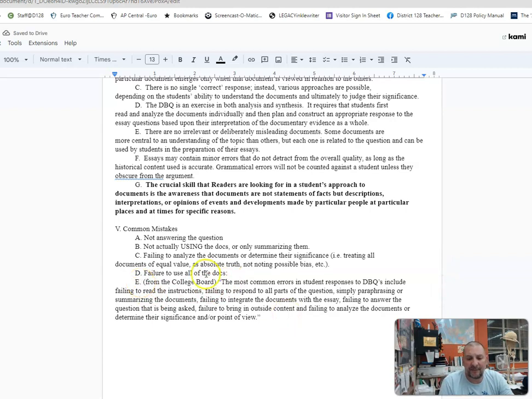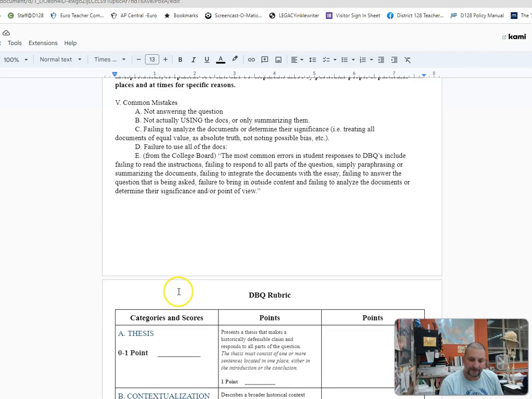And then from the College Board, most common errors in student responses include failing to read the instructions, failing to respond to all parts of the question, simply paraphrasing or summarizing documents, failing to integrate documents within the essay, failing to answer the questions being asked, failing to bring in outside content, failing to analyze the documents, determine significance or point of view. So like all of the things you've got to do.